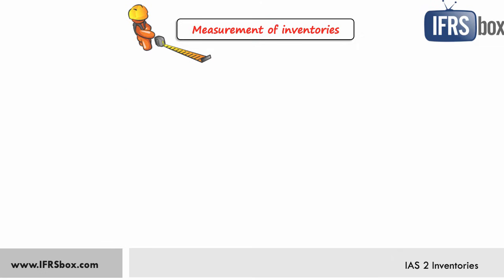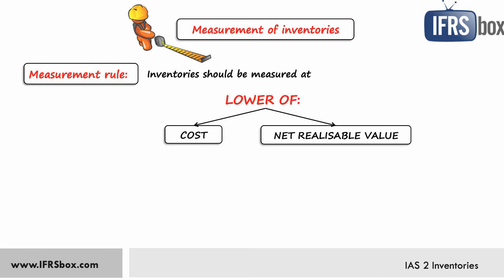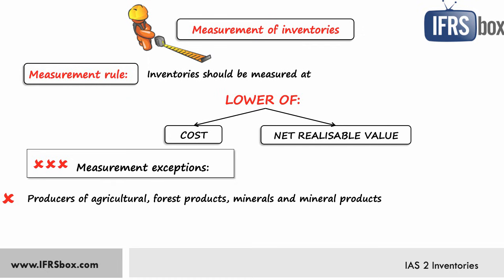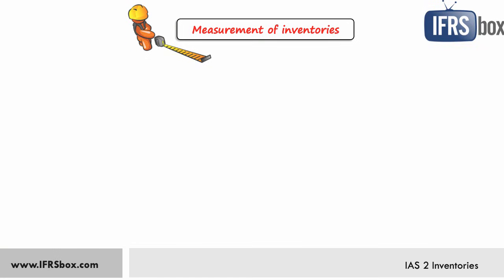How should we measure inventories? Well, the basic measurement rule is to measure inventories at lower of cost and net realizable value. There are only two exceptions or two types of inventories to which this rule does not apply. Number one, producers of agricultural or forest products, mineral and mineral products, and they measure inventories at net realizable value basically. And commodity dealers and brokers who measure their inventories at fair value less cost to sell, for example, gold, petrol, and similar. Let's take a look at the cost of inventories.